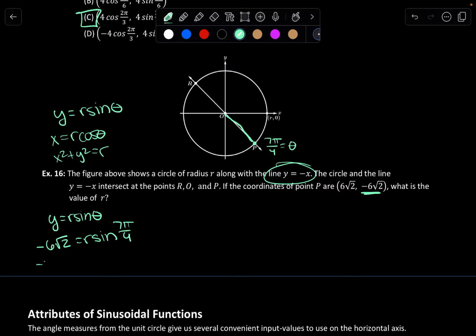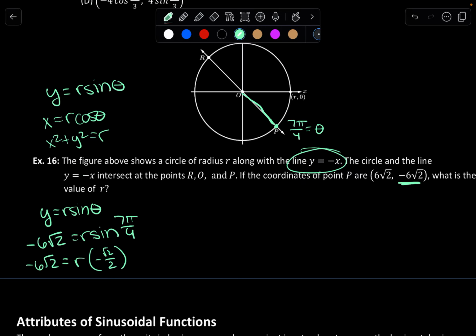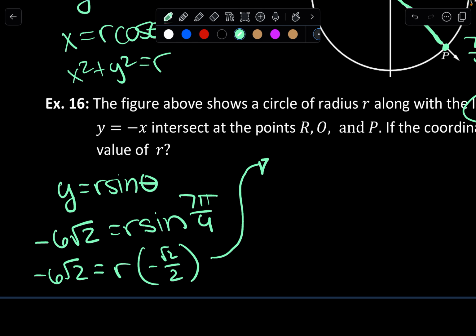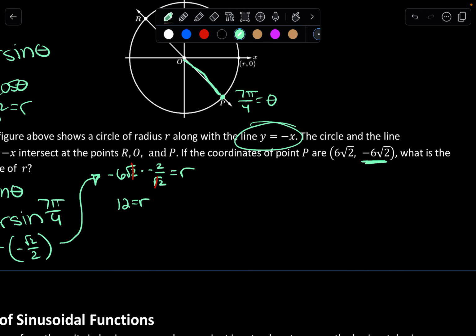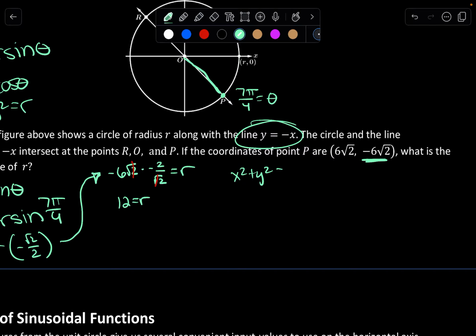Now we're solving for r, so I have negative 6 root 2 is equal to r times sine of 7 pi over 4, which is negative root 2 over 2. Now from here, I can multiply the opposite side with the reciprocal of negative root 2 over 2. So I get negative 6 root 2 times negative 2 over root 2, which equals r. The root 2's cancel out, the negatives cancel out, so I get 12 is equal to r. So that's one way.